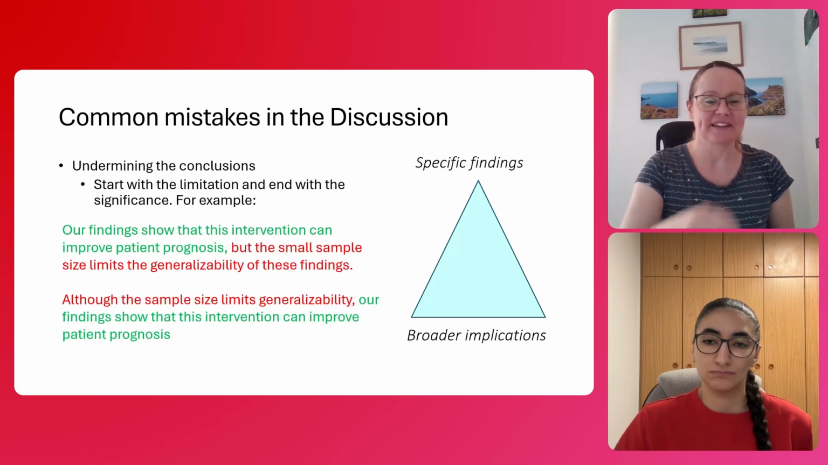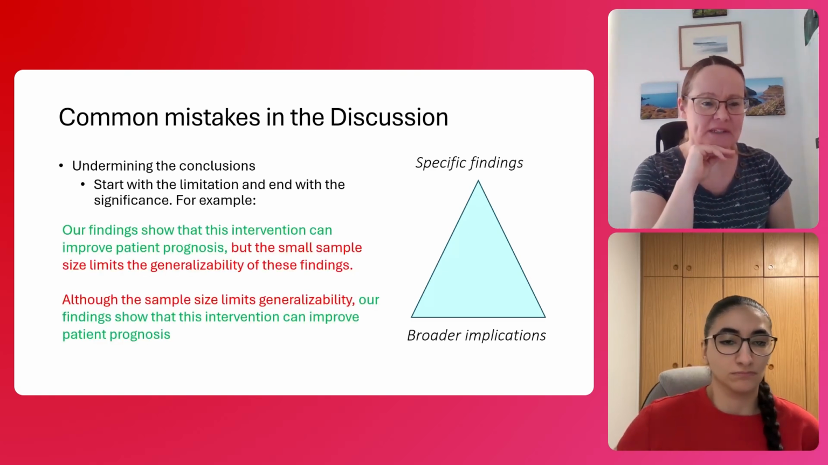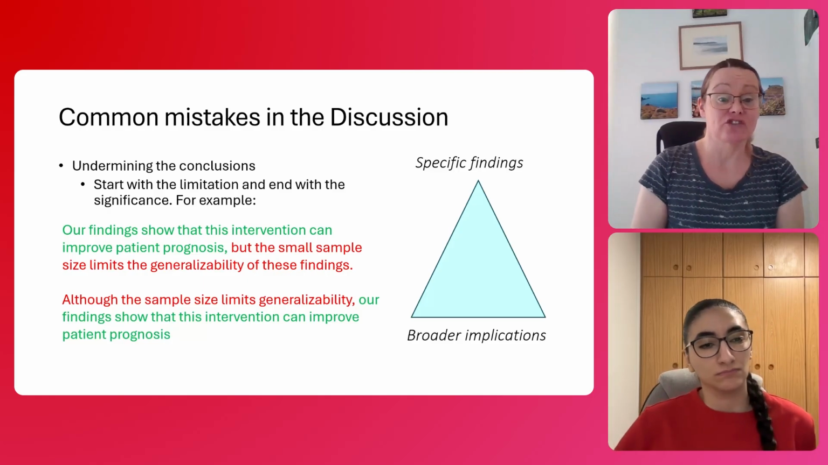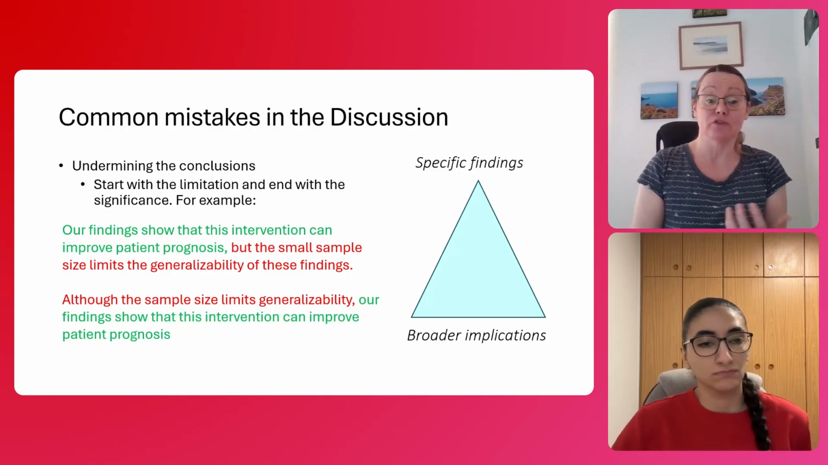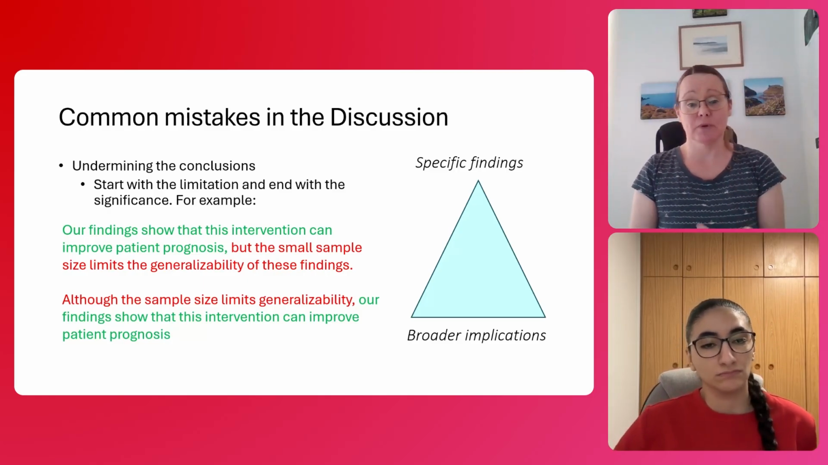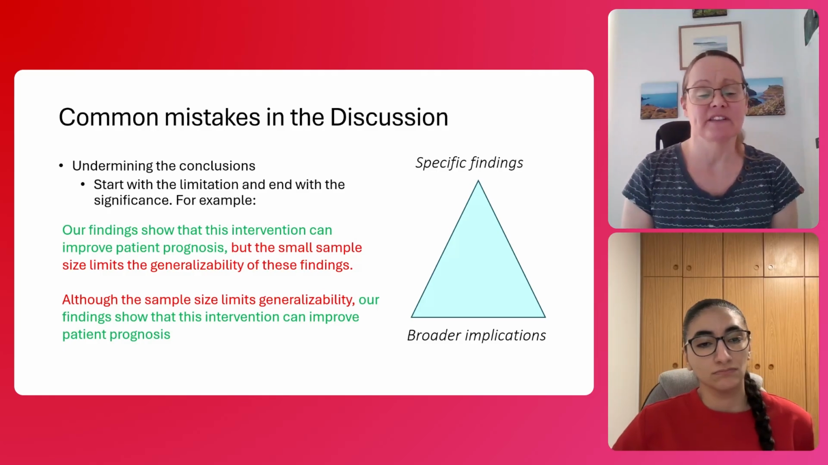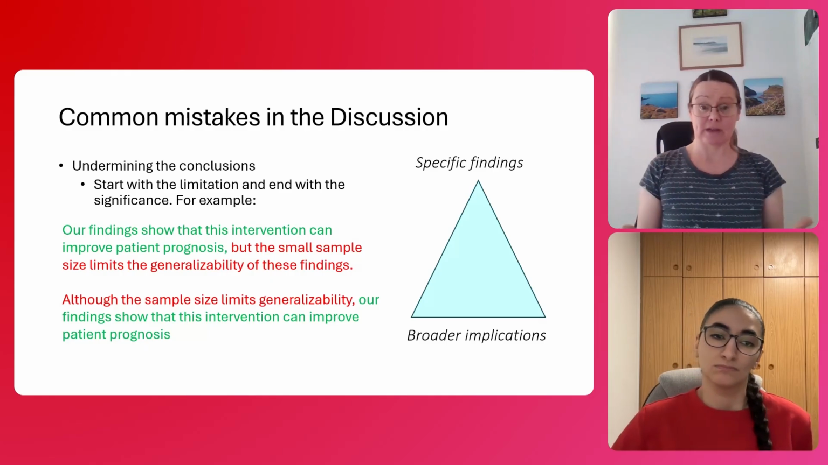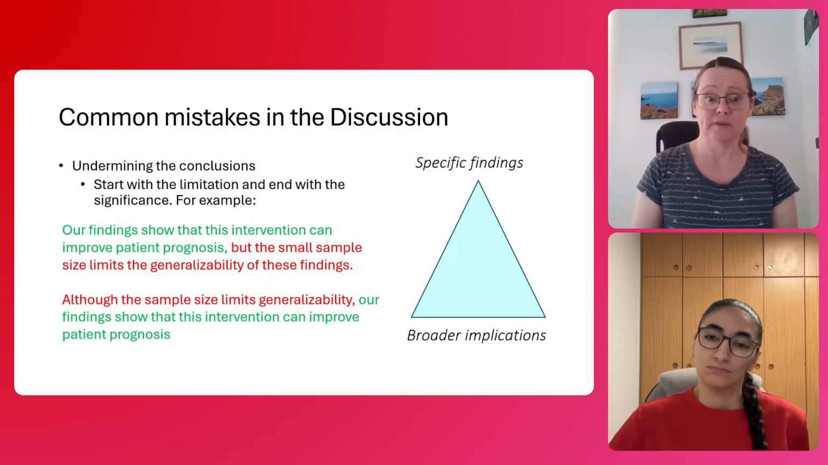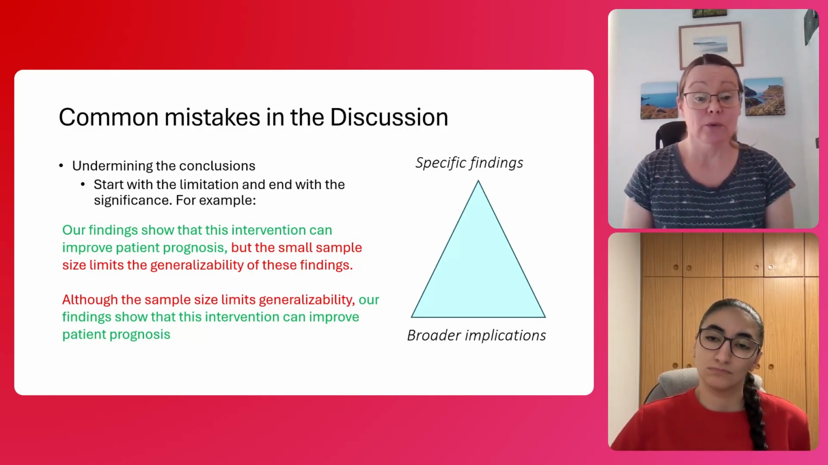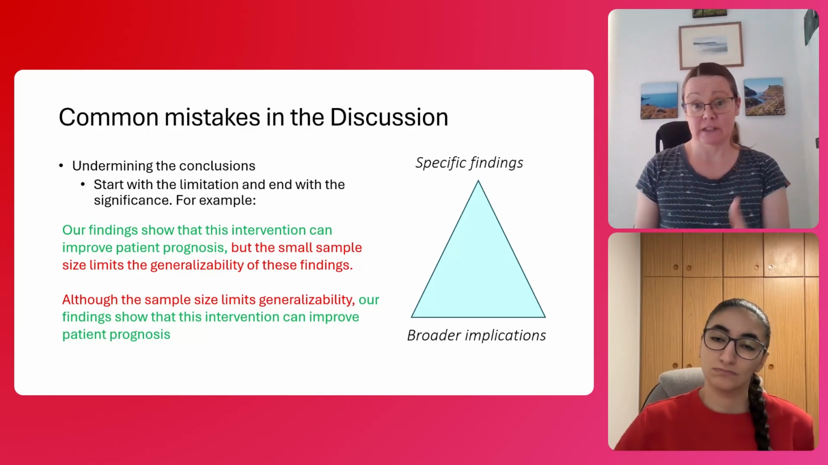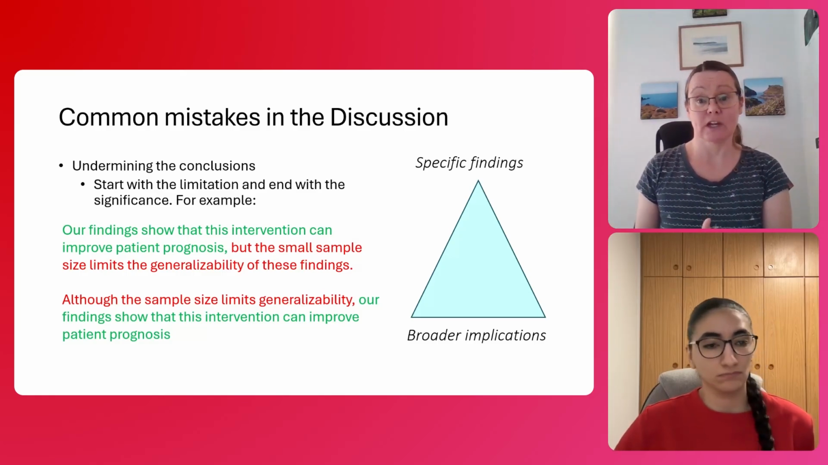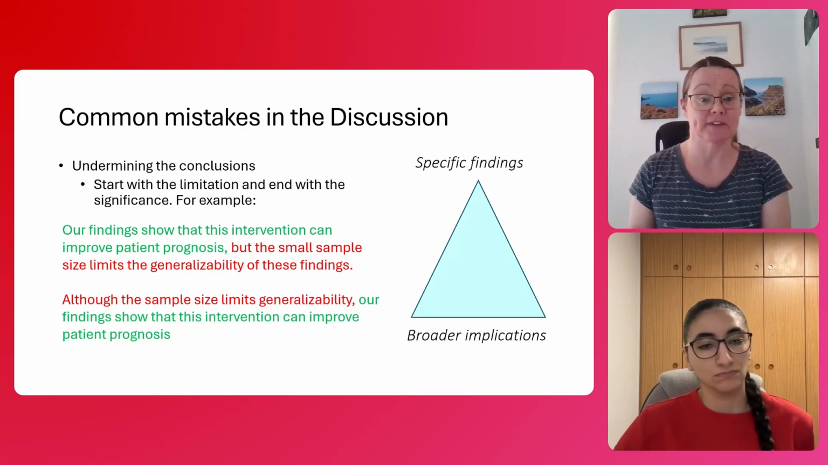So let me show you an example of what I mean. Here we say, our findings show that this intervention can improve patient prognosis, but the small sample size limits the generalizability of these findings. So here we've talked about something that our results show, something really positive, and quite rightly, we've also acknowledged the limitation. Yeah, that's credible, that's good reporting.